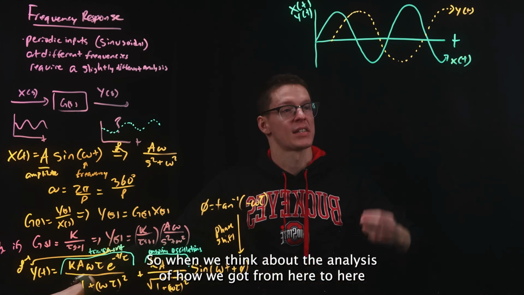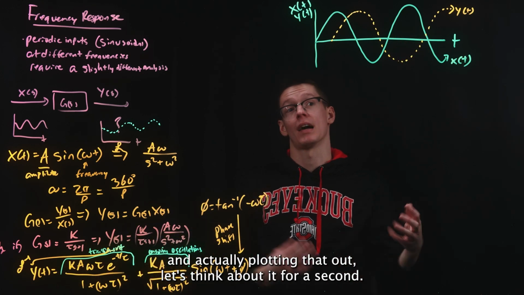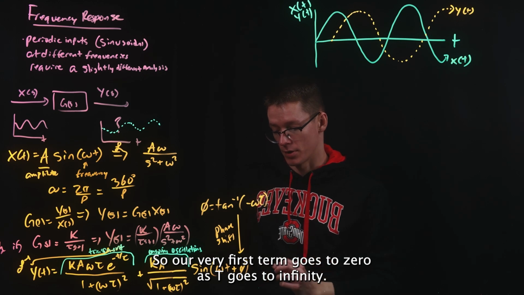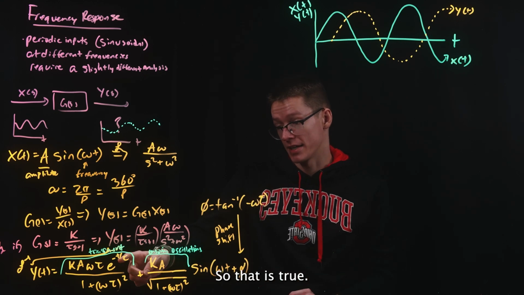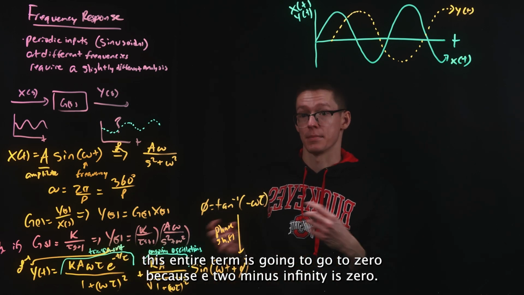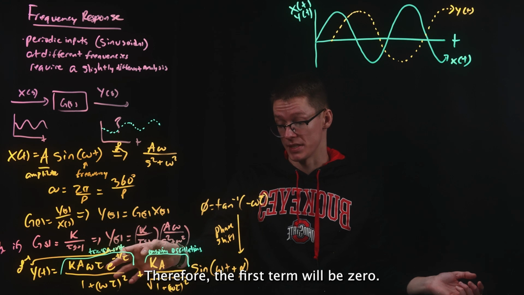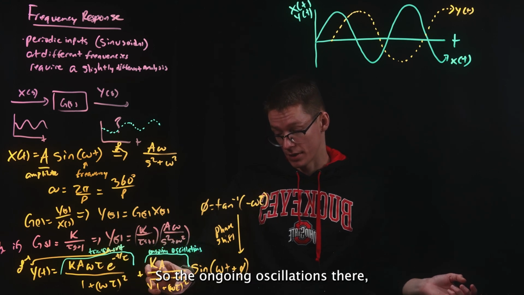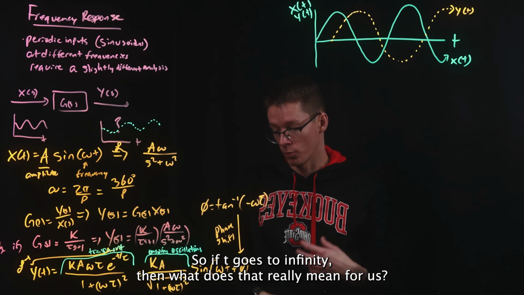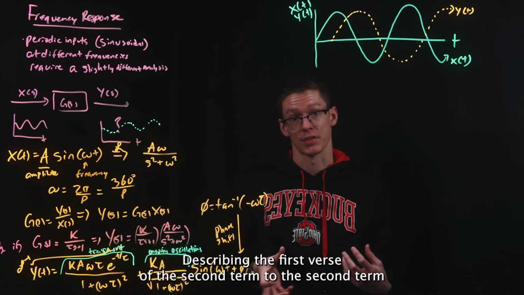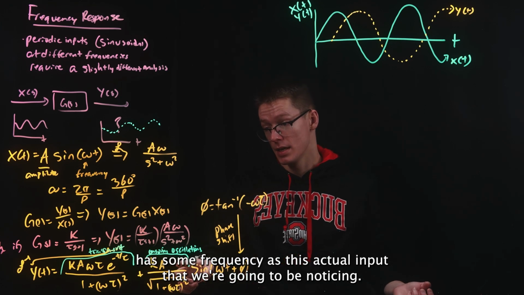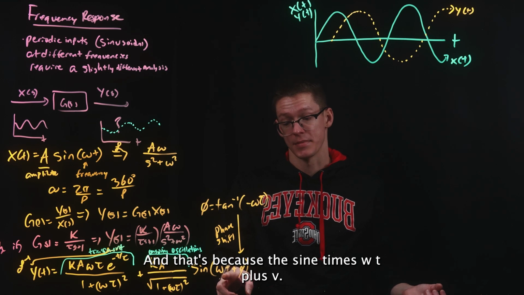So when we think about the analysis of how we got from here to here and actually plotting that out, let's think about it for a second. So our very first term goes to 0 as t goes to infinity. So that is true. As t goes to infinity here, this entire term is going to go to 0 because e to the minus infinity is 0, therefore the first term will be 0. So the ongoing oscillations there, we need to consider what's going to be happening. So if t goes to infinity, then what does that really mean for us in describing the first versus the second term? Well, the second term has some frequency as its actual input that we're going to be noticing, and that's because of the sine of wt plus phi.